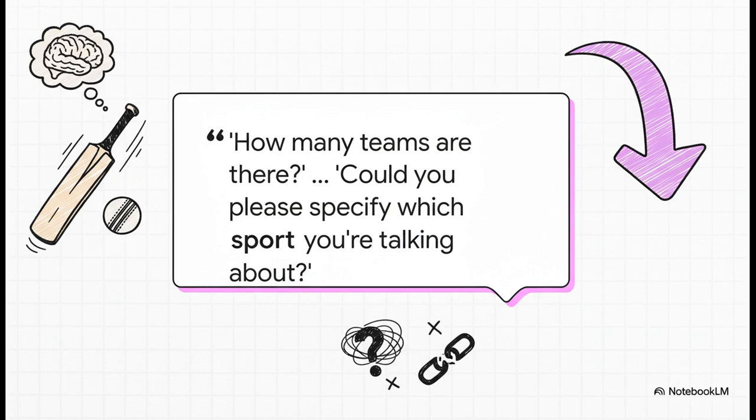Let's see what that actually looks like. Imagine you ask an AI, "Can you tell me how cricket is played?" And it gives you a great answer. Then you ask a follow-up, "How many teams are there?" Well, an agent without memory is totally lost. It has already forgotten that you were talking about cricket and asks for clarification. The context is just gone.